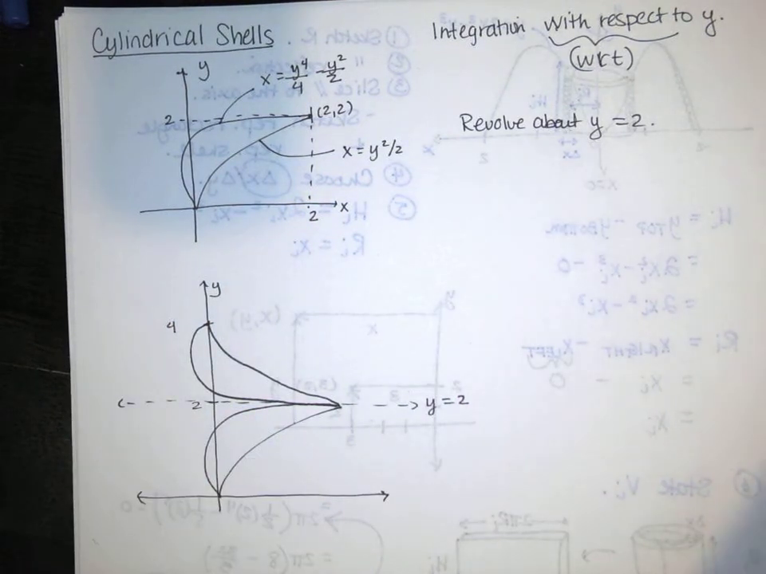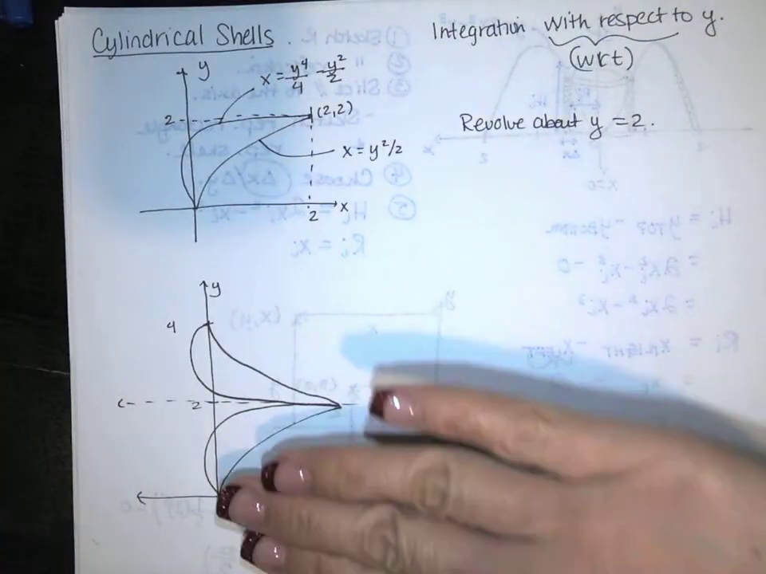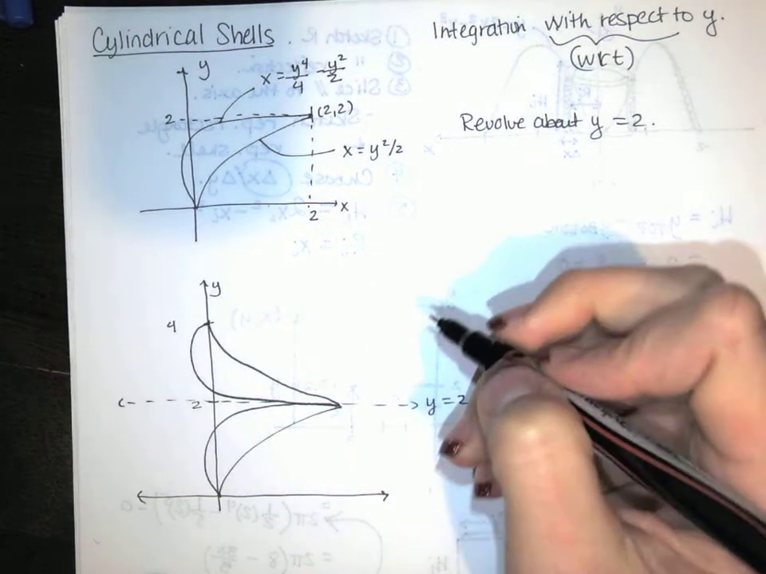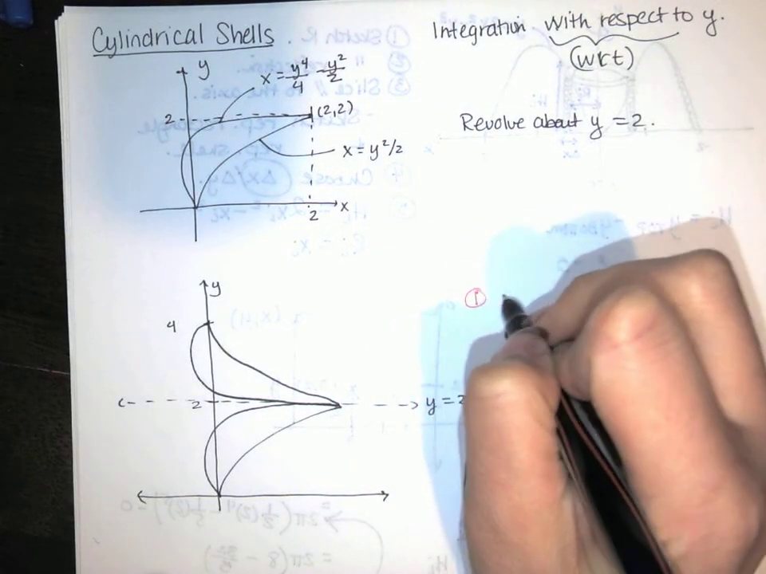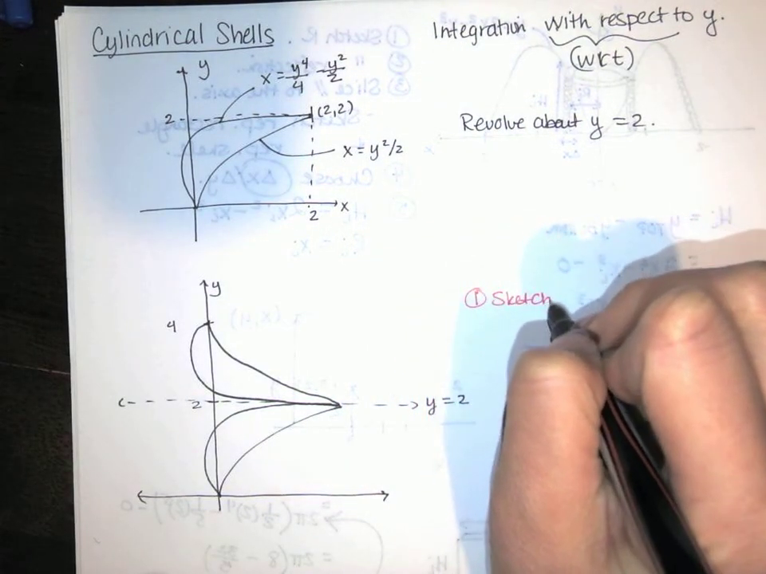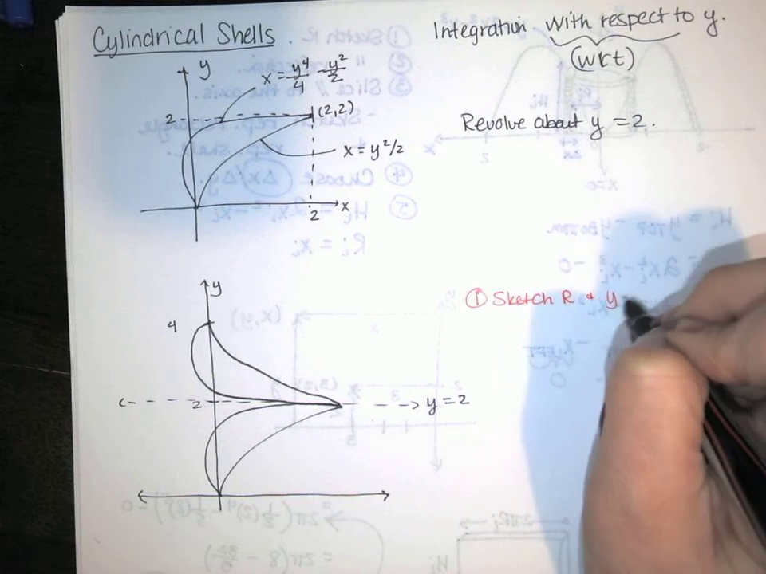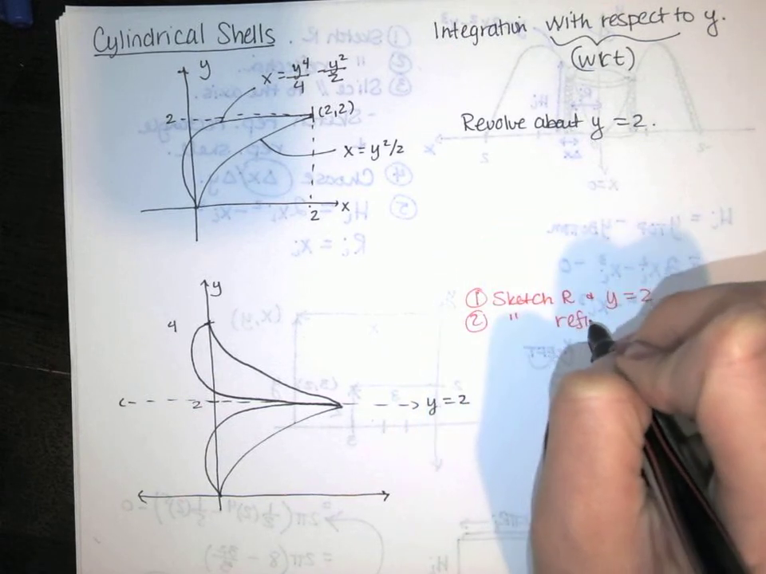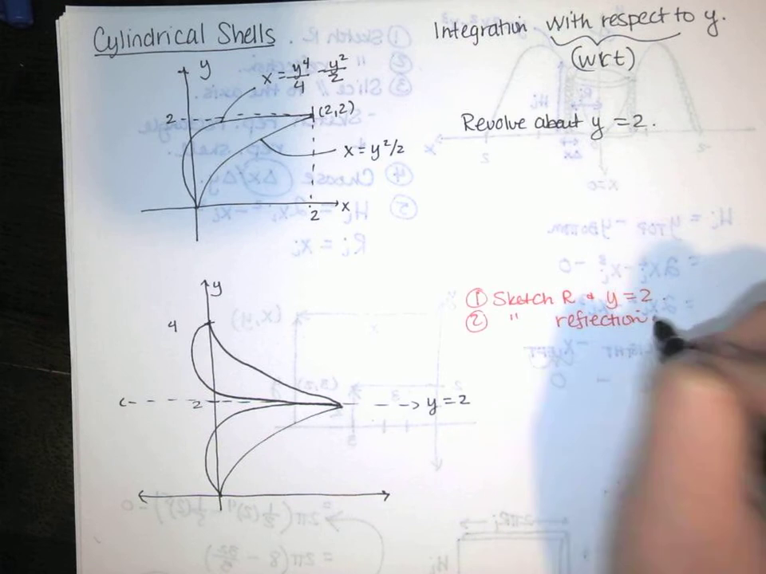Okay, but that's how we always start, right? Just to get a sense of what's going on. I'm taking this and I'm revolving it around. This one looks more organic than others, doesn't it? So we sketch the region and the axis, and then we sketch the reflection about the axis.